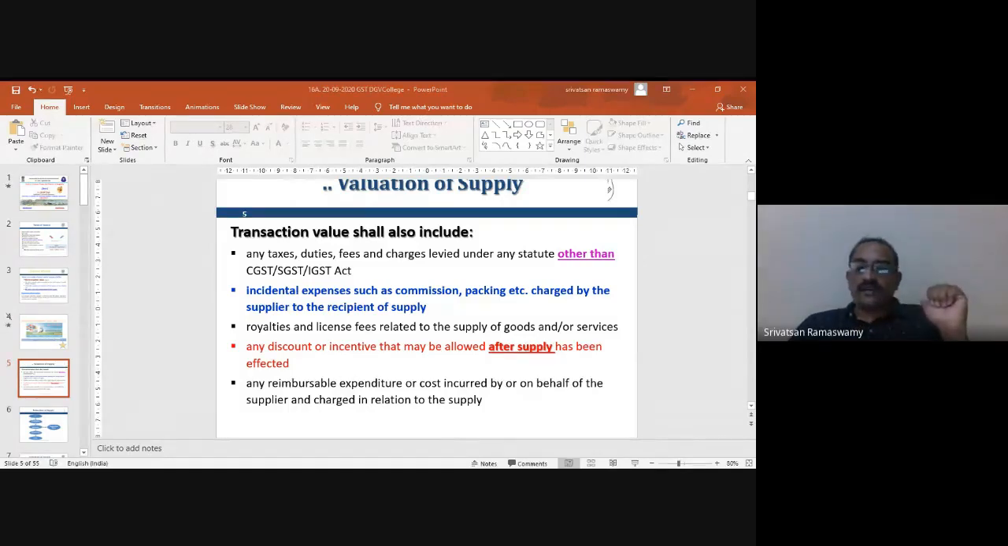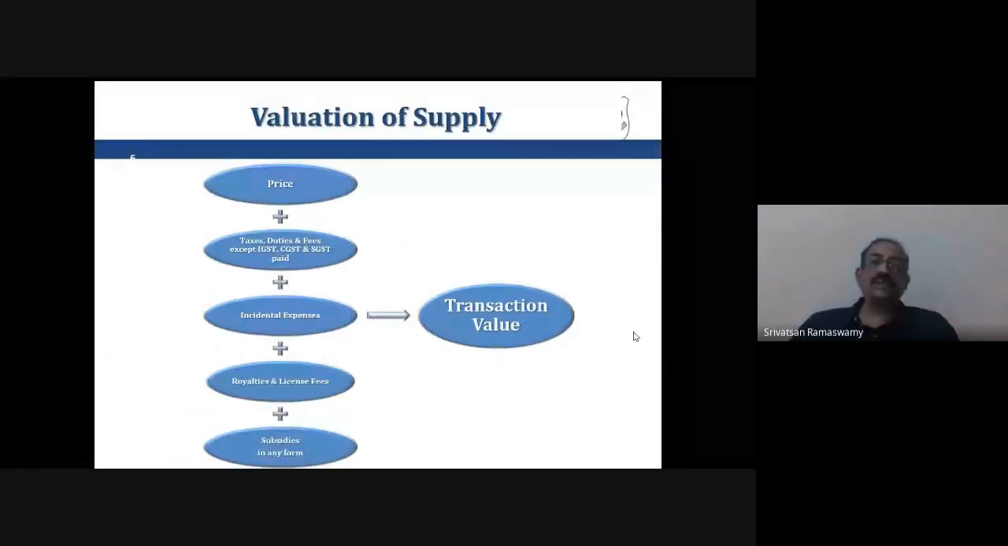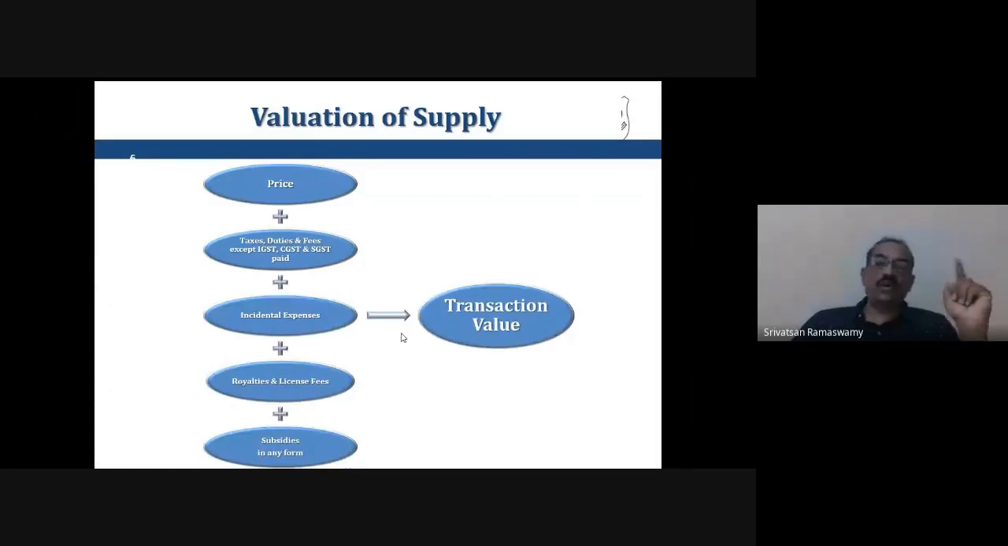Right, fine. Okay, so we will now go to the values which should not form part of the transaction value. We know what the points are that are includable in the transaction value. This is just a diagram to show you that the value of supply shall include price, taxes, duties, except IGST, CGST, SGST or compensation cess, all incidental expenses, royalties, license fees, subsidies received from the government, or any other amount that is incurred by the recipient on behalf of the supplier. All these shall form part of the transaction value.